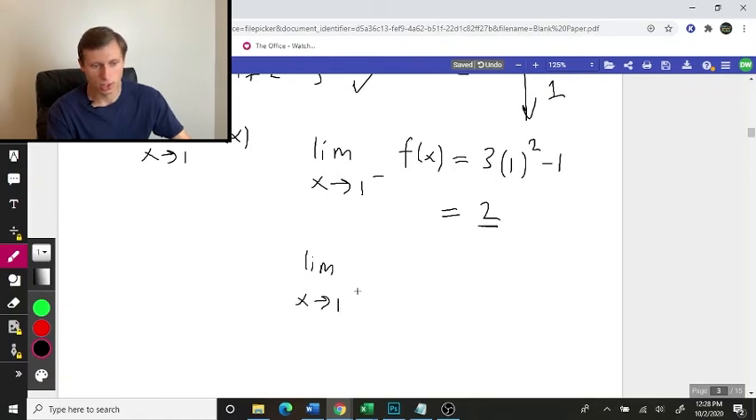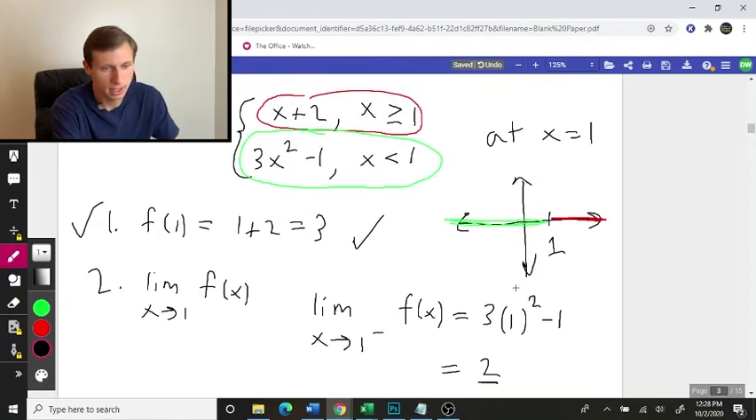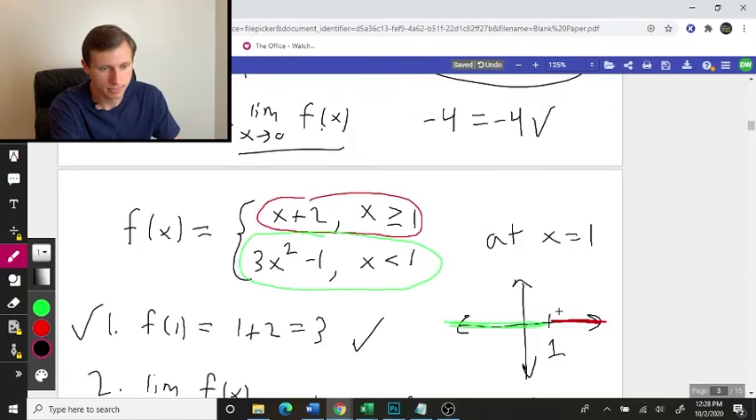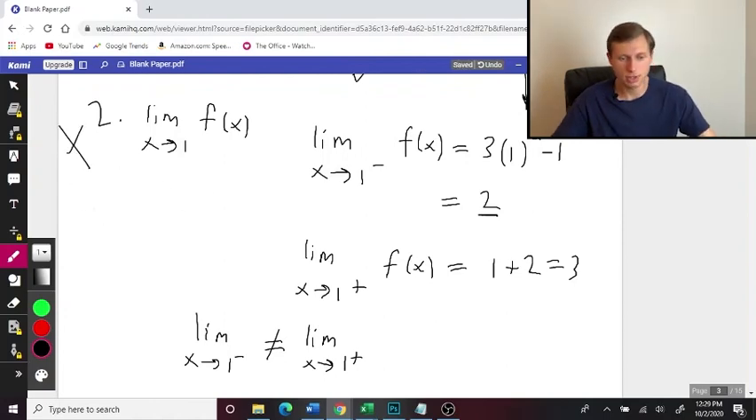Limit as x approaches 1 from the right of f of x is going to follow the top equation, the red, because it's greater than 1, it's coming in from the right. So we're going to plug into x plus 2. So 1 plus 2, that is going to equal 3. And so right there, since the limit as x approaches 1 from the left does not equal the limit as x approaches 1 from the right, we can say that we did not meet condition 2, and the function is not continuous at that point.